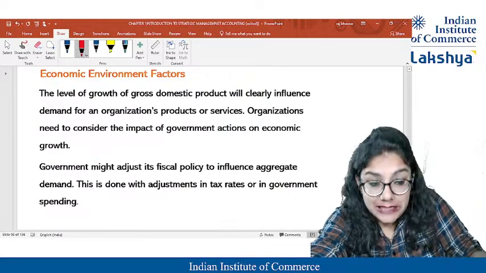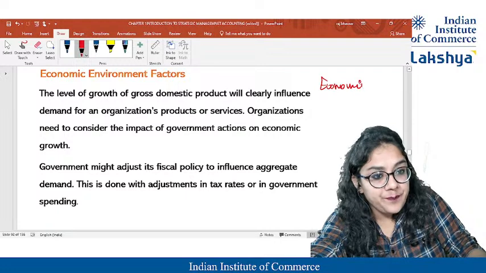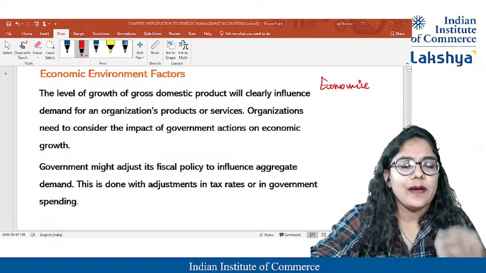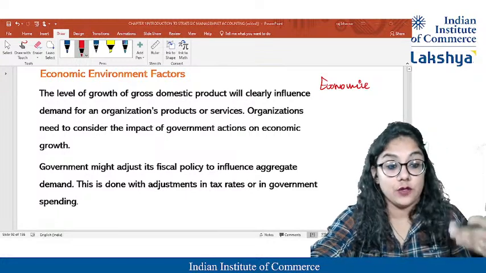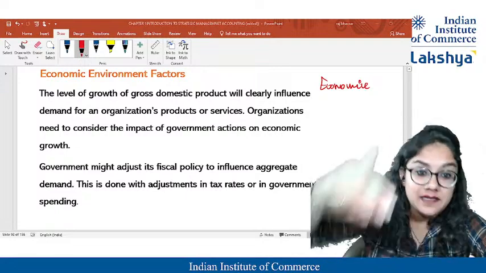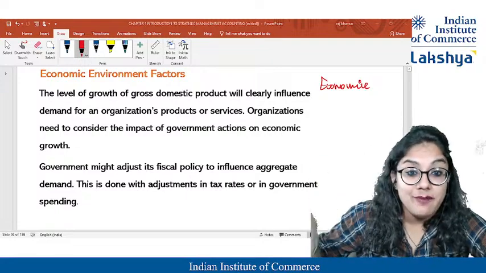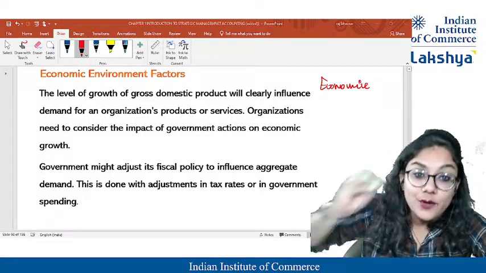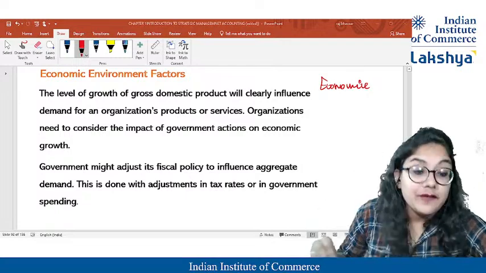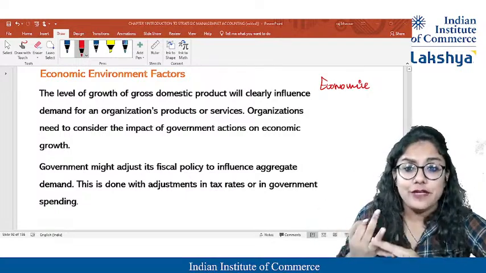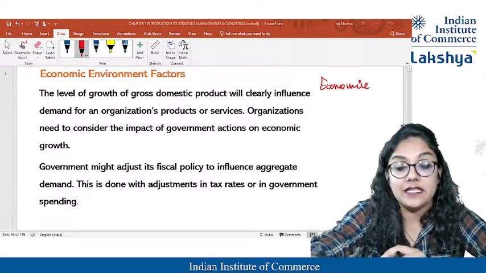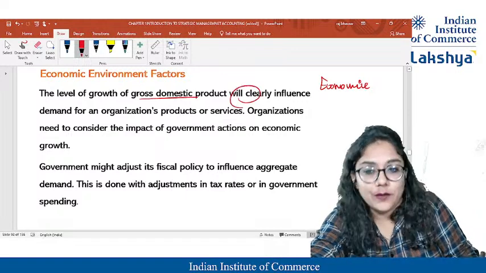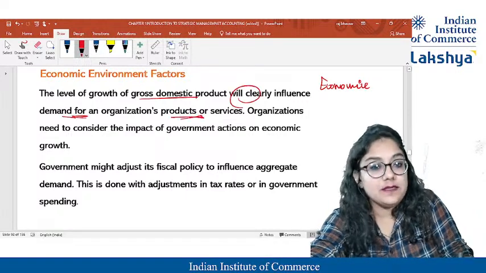Then we have E, that is economic. Let's say I'm in business, manufacturing fashionable clothes. When there is a recession, people don't have enough money even for food, so my fashion business is not going to work. So I have to consider the inflation rate, deflation, and what other changes are happening in the economy. The level of GDP will clearly influence the demand for any products and services.